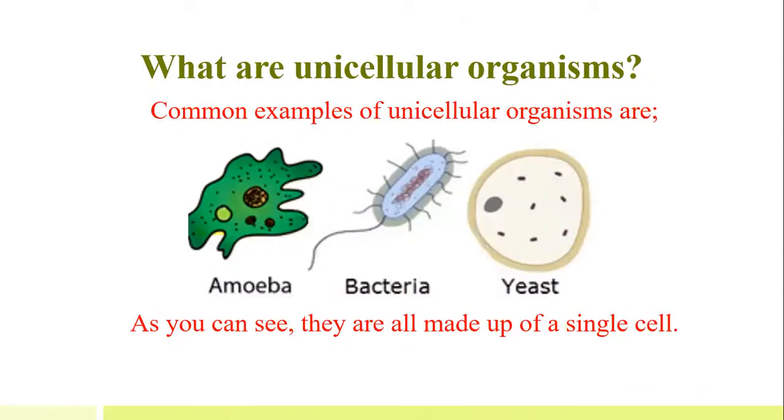Common examples of unicellular organisms are the amoeba, bacteria, and yeast. More examples could be viruses, and a common example of a virus, which is a unicellular organism, is the coronavirus. As you can see, they are all made up of a single cell. These are also organisms that can only be seen under a microscope.